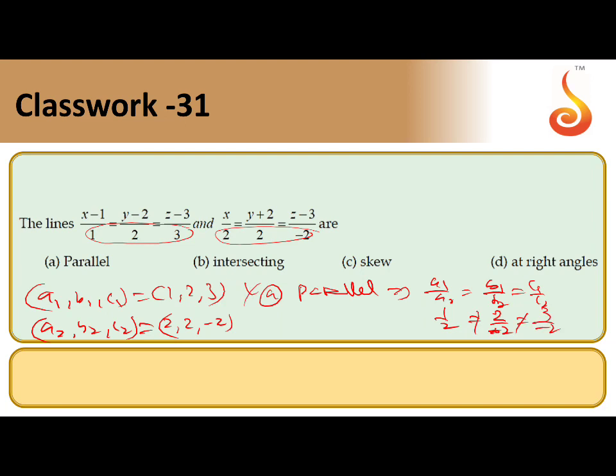Now go to the right angle condition. We have to check A1 A2 plus B1 B2 plus C1 C2. So what is it? 2 plus 4 minus 6, that is 0. So A1 A2 plus B1 B2 plus C1 C2 equal to 0 means they are at right angles, theta equal to 90 degrees. If A1 A2 plus B1 B2 plus C1 C2 is 0, they are at right angles. Answer is what?